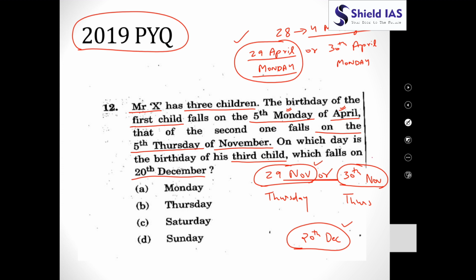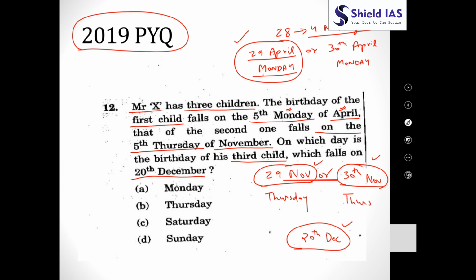If both of them are not Thursday, then we can say that our initial assumption that 29th April is the birthday of the first child is wrong. But if we can find a Thursday on either 29th November or 30th November, then we can say that both of the conditions that are given in the question can be satisfied simultaneously, right? So let us assume that 29th April is Monday. Let us calculate what will be the day on 29th November of this particular year.